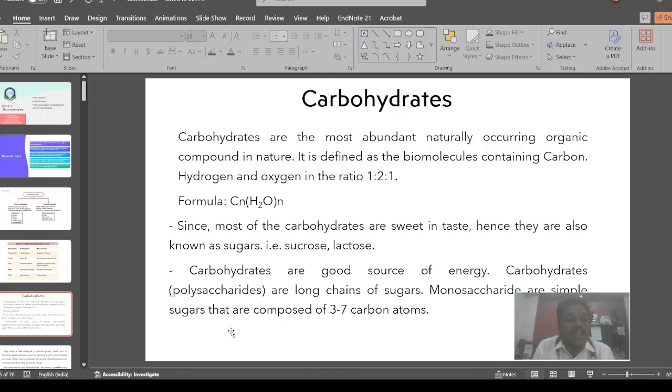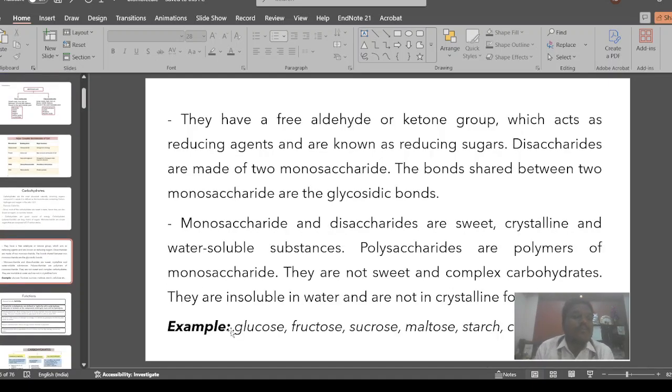Carbohydrates or polysaccharides are long chains of sugar. They are made from monosaccharides. Monosaccharides are simple sugars that are composed of 3 to 7 carbon atoms. In carbohydrate, there is a free aldehyde or ketone group which acts as a reducing agent. Hence, they are also known as reducing sugar.